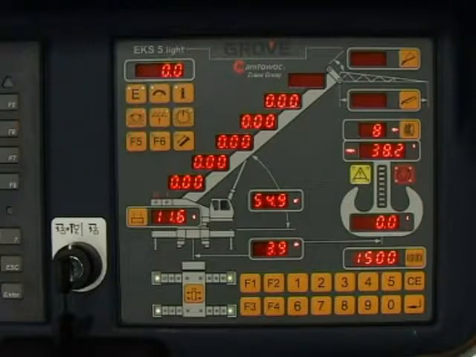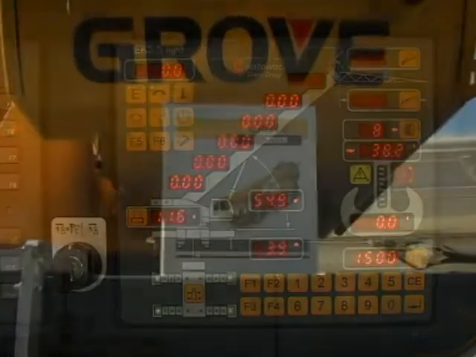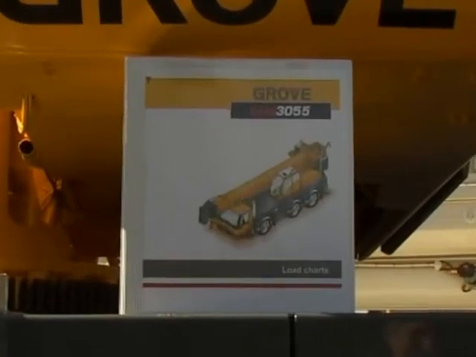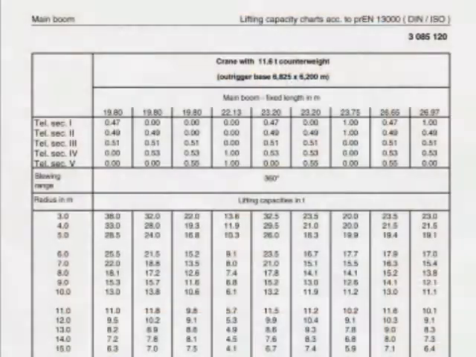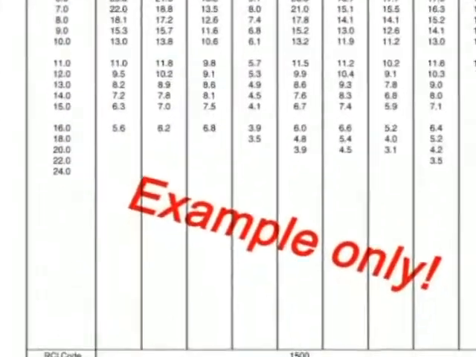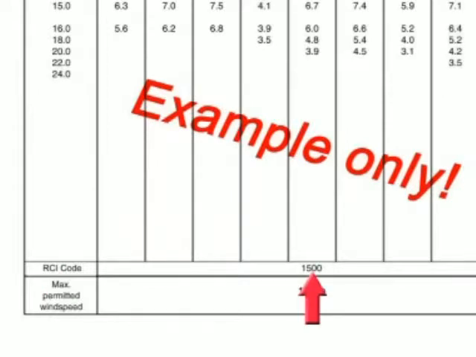crane operation. If the displayed reeving or RCI operating code does not correspond to the current operating configuration, you must enter the reeving or RCI operating code input modes to re-enter the required values. The reeving and RCI operating code information can be found in the load chart manual supplied with the crane. The RCI operating code is shown at the bottom of each load chart.